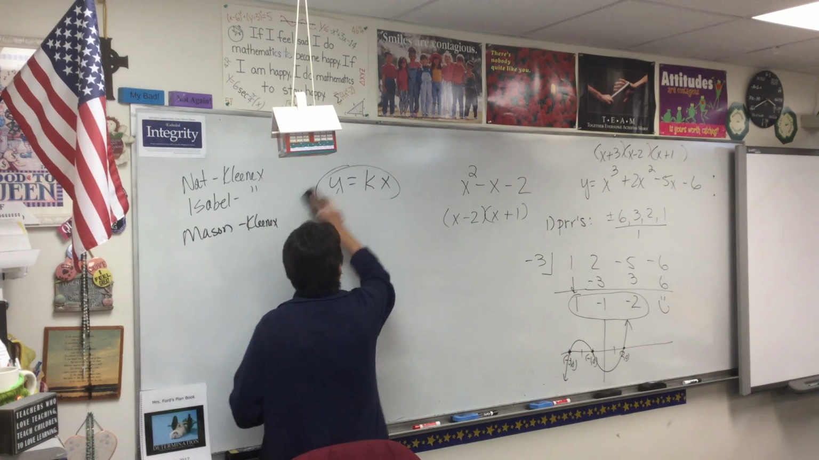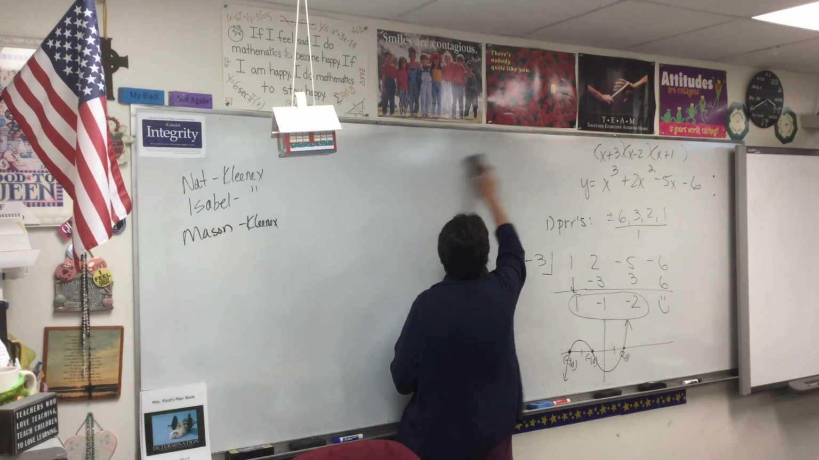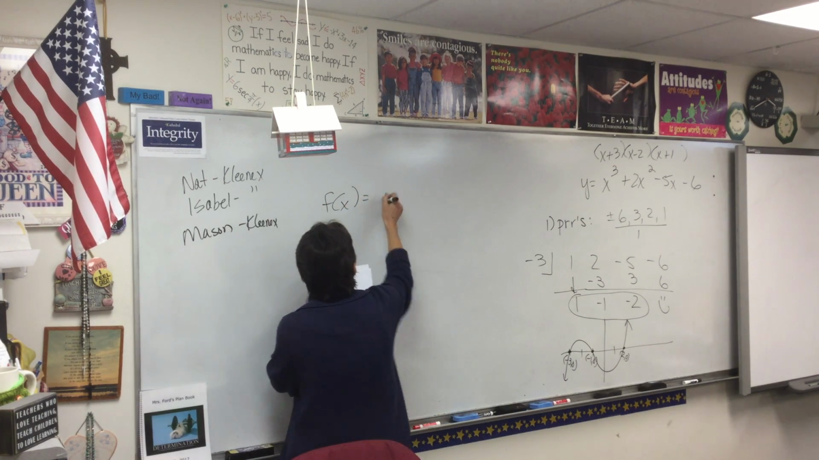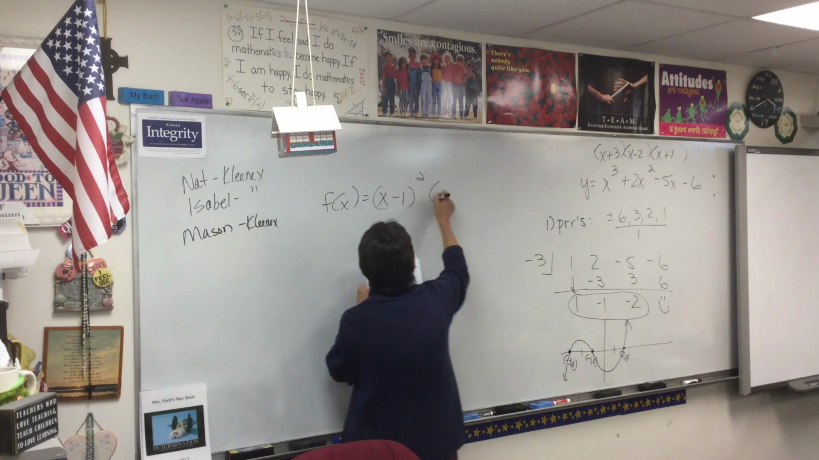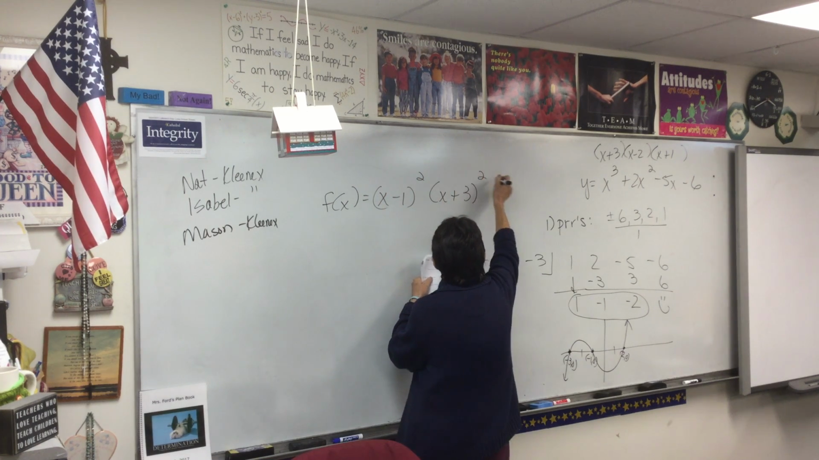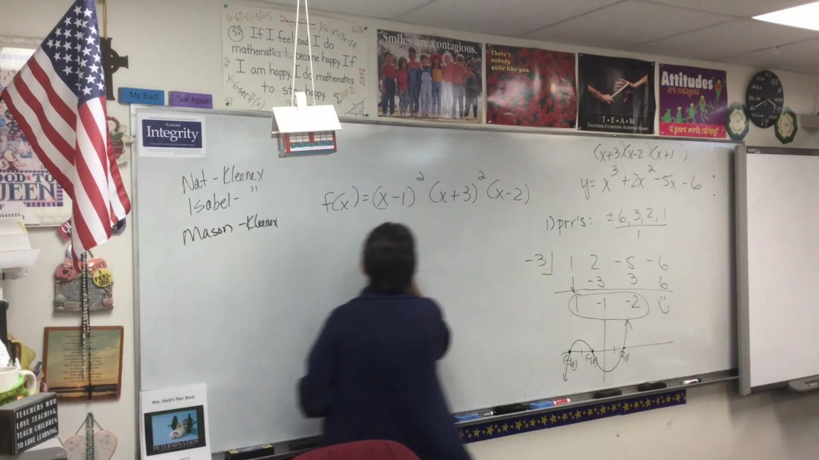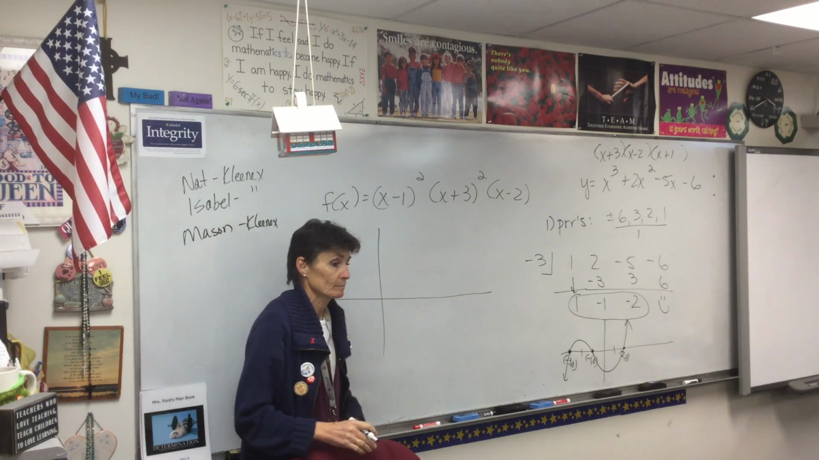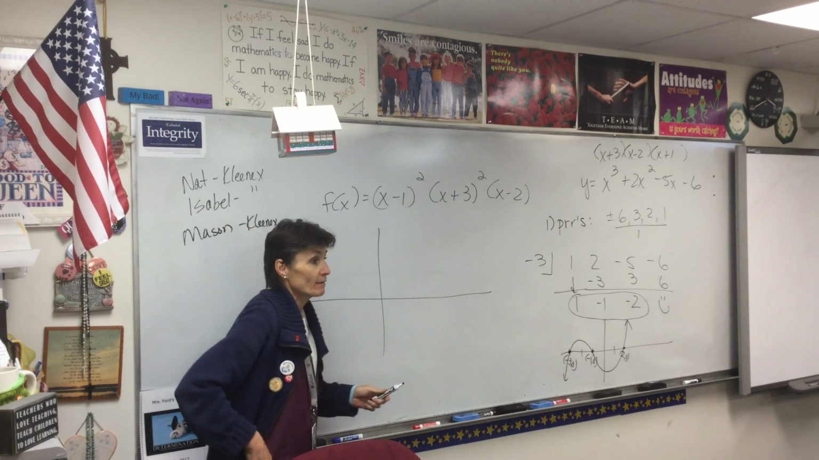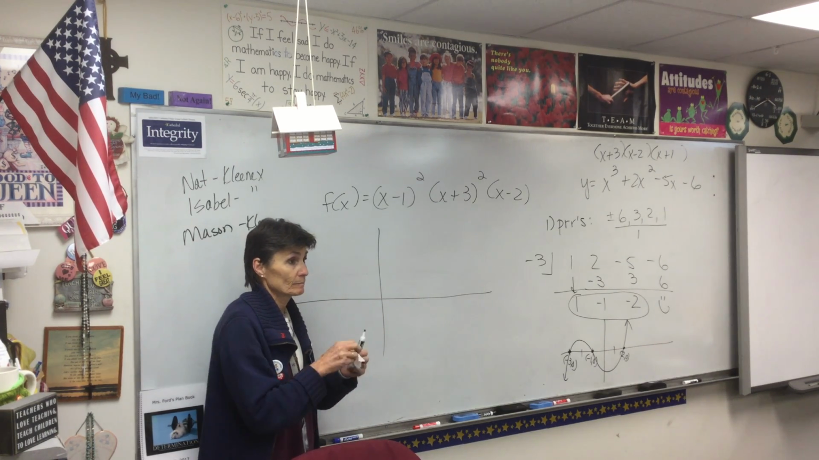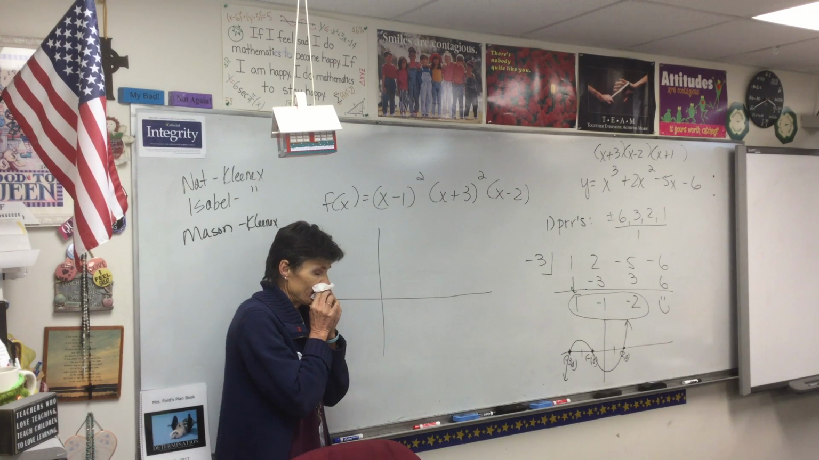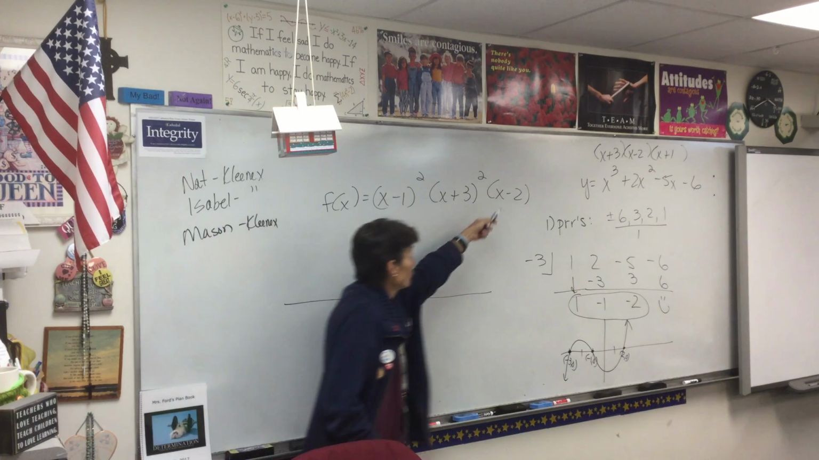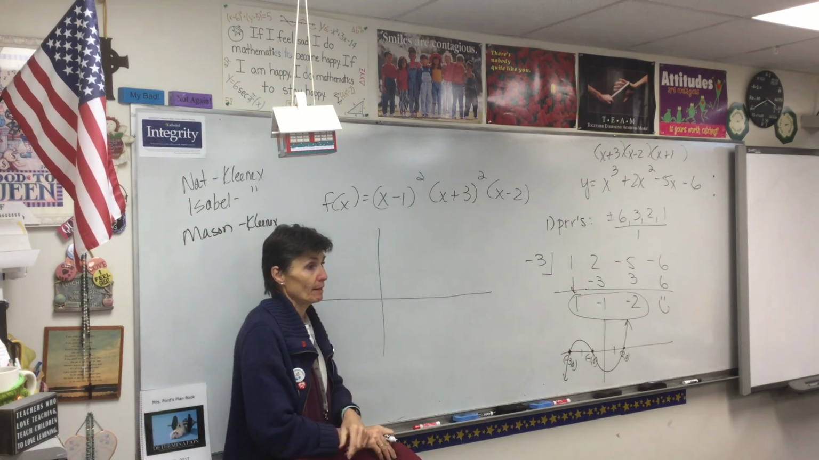All right, number 7, much easier problem. All you have to do is sketch number 7. It's already factored for you. So how do we start? Well, we know it's going to start down and end up. How do we know that? Odd number of x's. It's got 5 x's: 1, 2, 3, 4, 5 x's. Start down and end up.